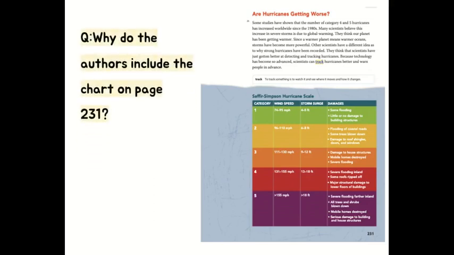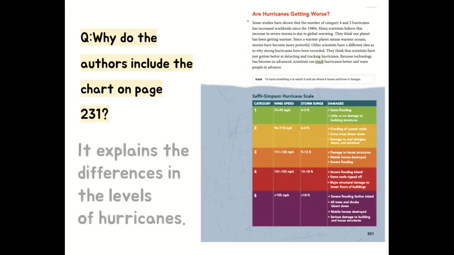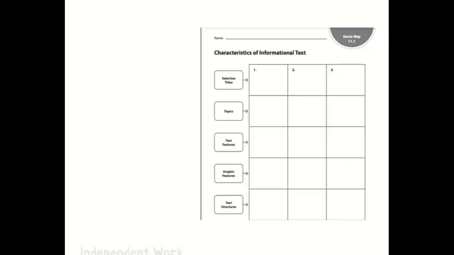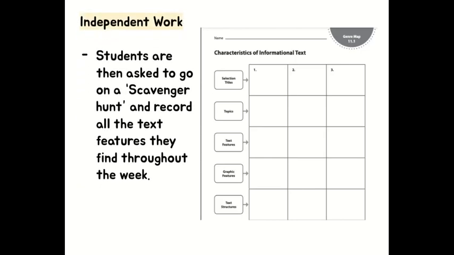Isolate page 231 and display the question. Why do the authors include the chart on page 231? After reading the chart out loud and asking myself, what information do I learn and how does it add to my understanding, I would then present my answer. It explains the differences in the levels of hurricanes. Then ask the students, does this answer match the question? Thumbs up or thumbs down? Afterwards, students are asked to go on a scavenger hunt and record all the text features they find throughout the week on this graphic organizer.